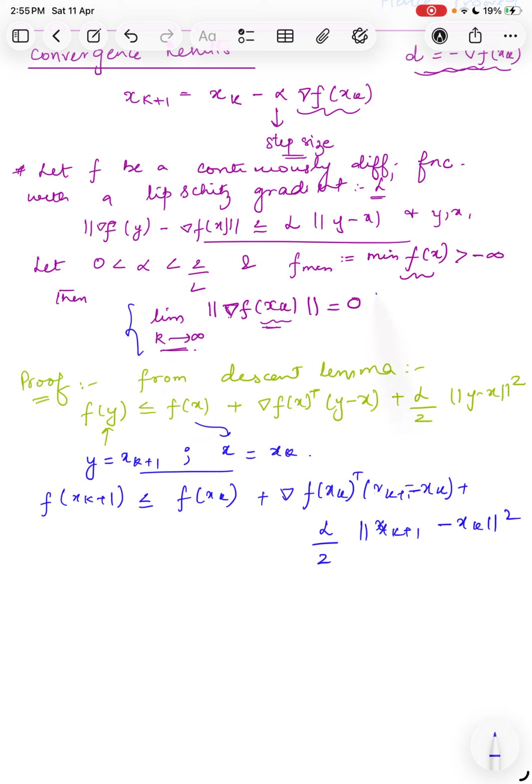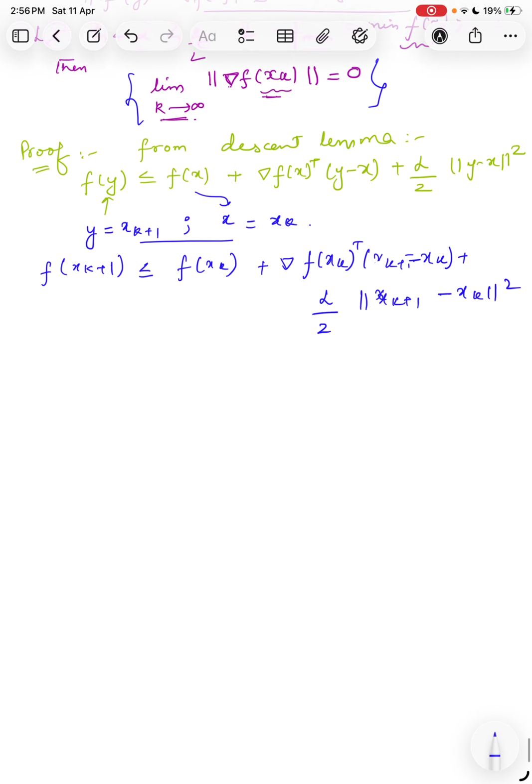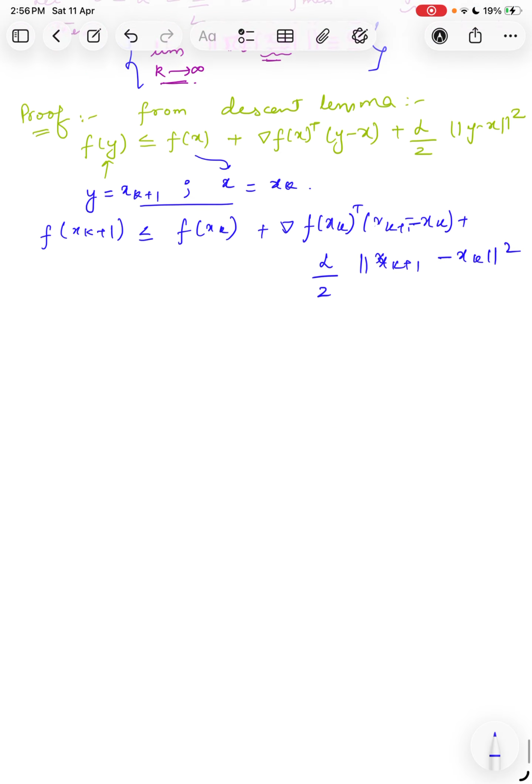That if you take the norm of the gradient of that function at xk as k tends to infinity, then the limiting value of that function should be equal to 0. So we were talking about the proof, and we had taken the help of the descent lemma, where we substituted y equals to xk plus 1 and x equals to xk, and then we have this function. So this is an inequality.